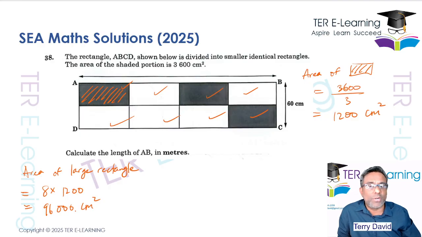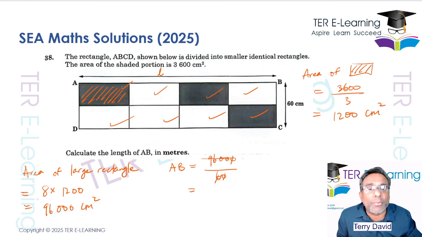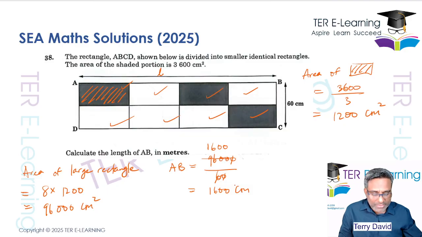And the question wants us to work out the length AB. So this is this length here, AB. Now, area of a rectangle is length by width. So if I want to get that length AB, all I need to do is take the area, which is 9600, and divide that by 60. Let's work this out properly. 96 divided by 6 is 16, so this is 160 cm.